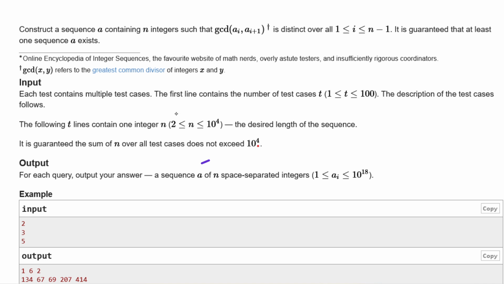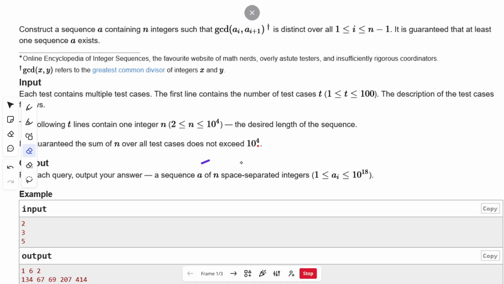We will solve a Codeforces D problem. In this problem, we have to construct a sequence A of integers such that the GCD of A_i and A_(i+1) is distinct over all indices from 1 to n minus 1. It is also given that such a sequence A always exists, so we have to find it.